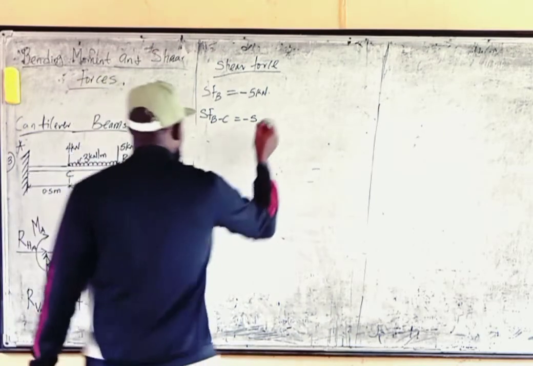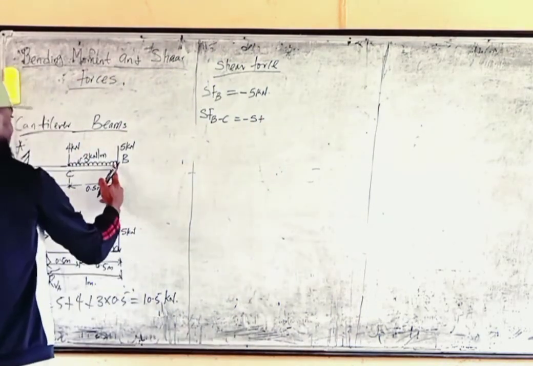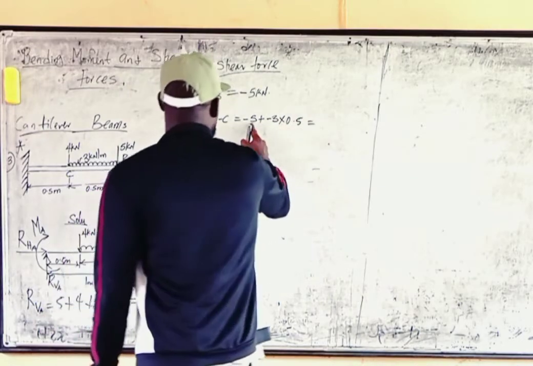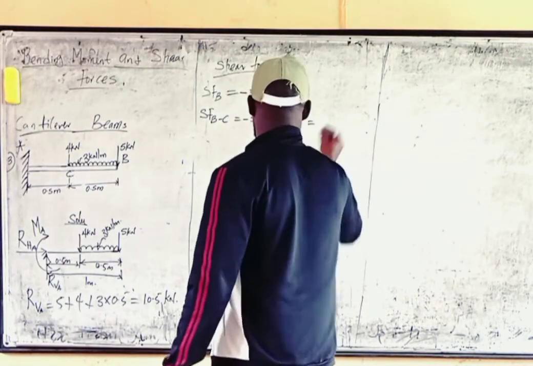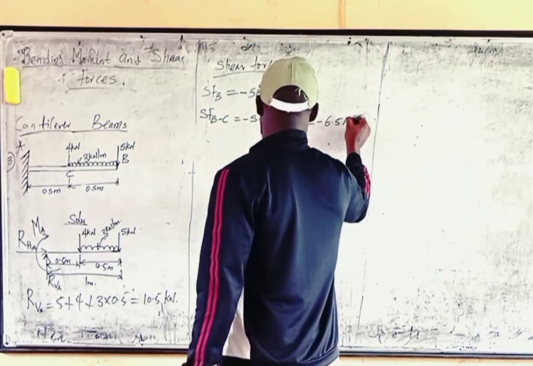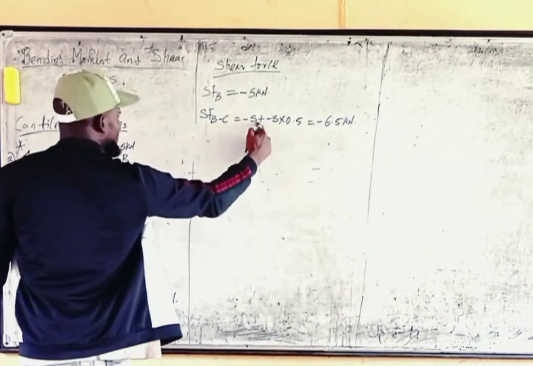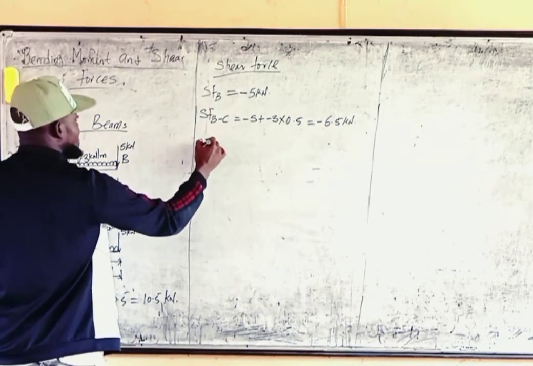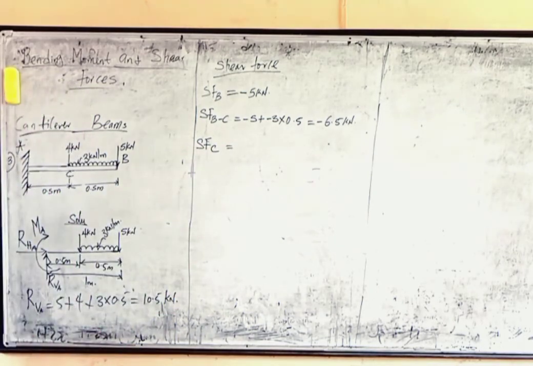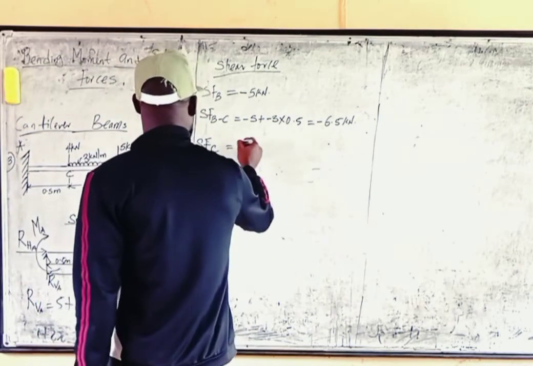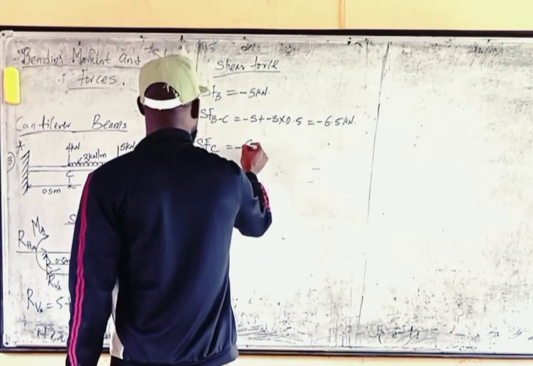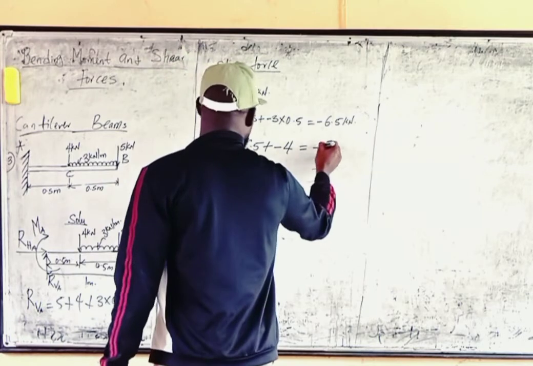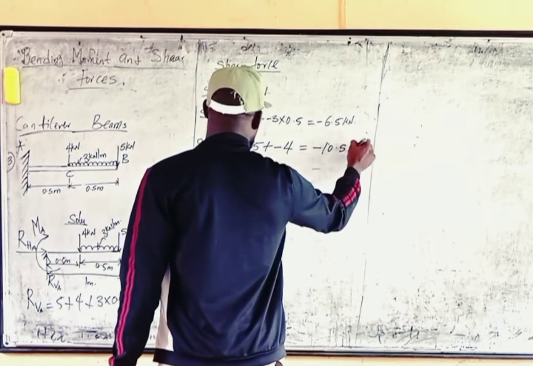The shear force from B to C will be minus 5, that's already at B. Then plus this one that's going from here to here, which is minus 3 times 0.5. 3 times 0.5 will give us 1.5. That is going to give us minus 6.5 kilonewtons. Next, the shear force at point C will be equal to minus 6.5, from B to C, then plus what is the force at point C? Minus 4. That will give us minus 10.5 kilonewtons.